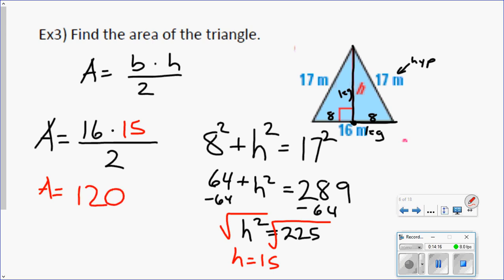120 what? Meters squared. Meters is just a distance. This is an area. So this would be meters squared.